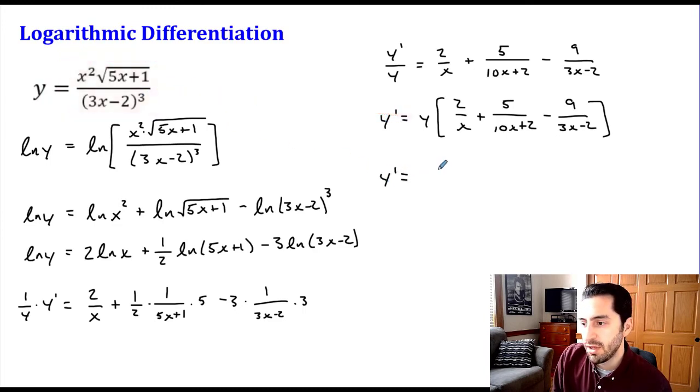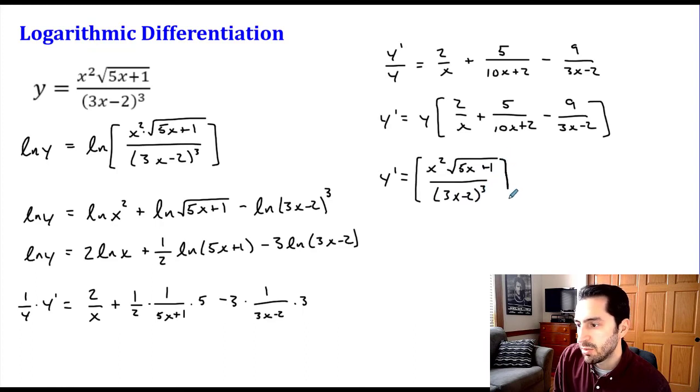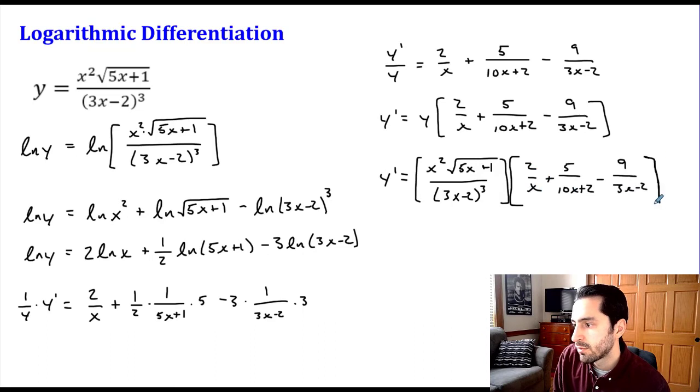So y prime, substituting that in, we have this big fraction, x squared times the square root of 5x plus 1 over 3x minus 2 cubed, and then we'll multiply that by all of this other stuff from the derivative that we found. Okay, so here's our derivative.